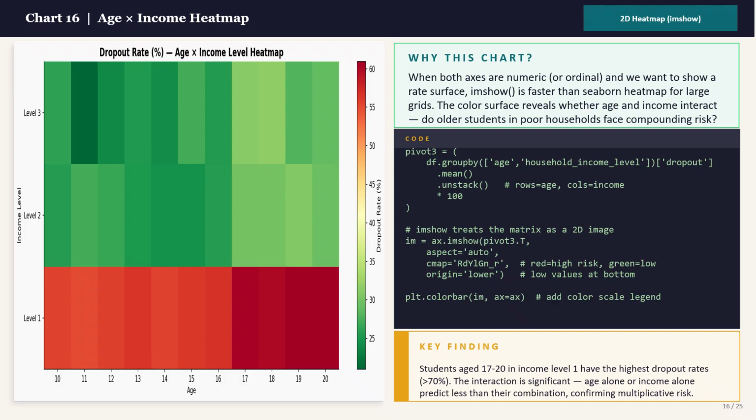So we have code that uses imshow, and imshow treats the matrix as a 2D image. The key finding was that students aged between 17 to 20 in income level 1 have the highest dropout rates, slightly greater than 70%. The interaction is significant, as age alone or income alone predict less than their combination, and this confirms a possible multiplicative risk.